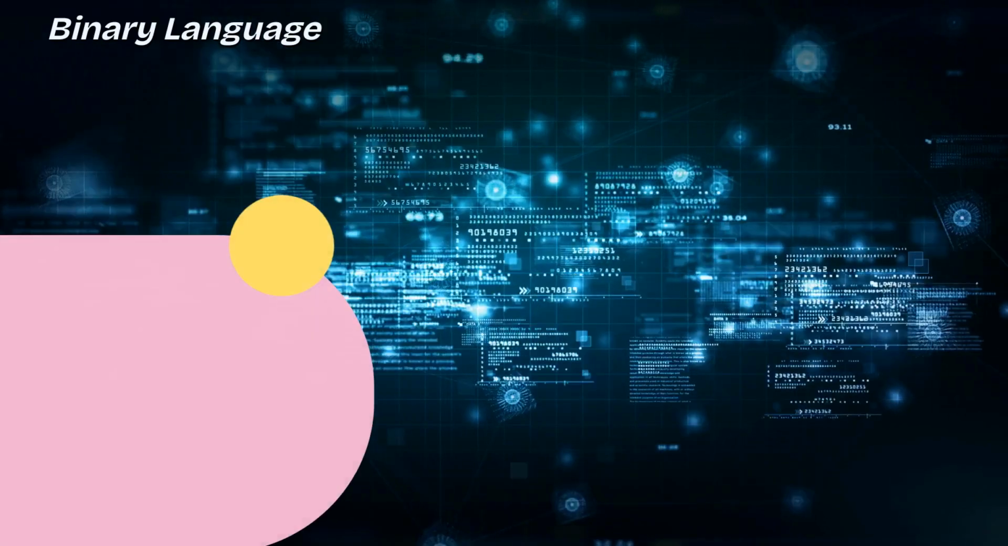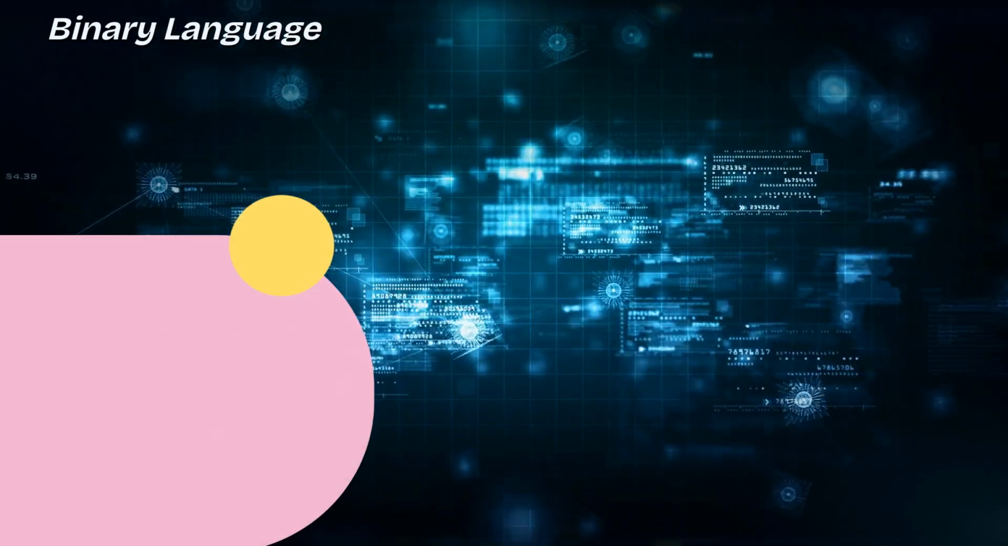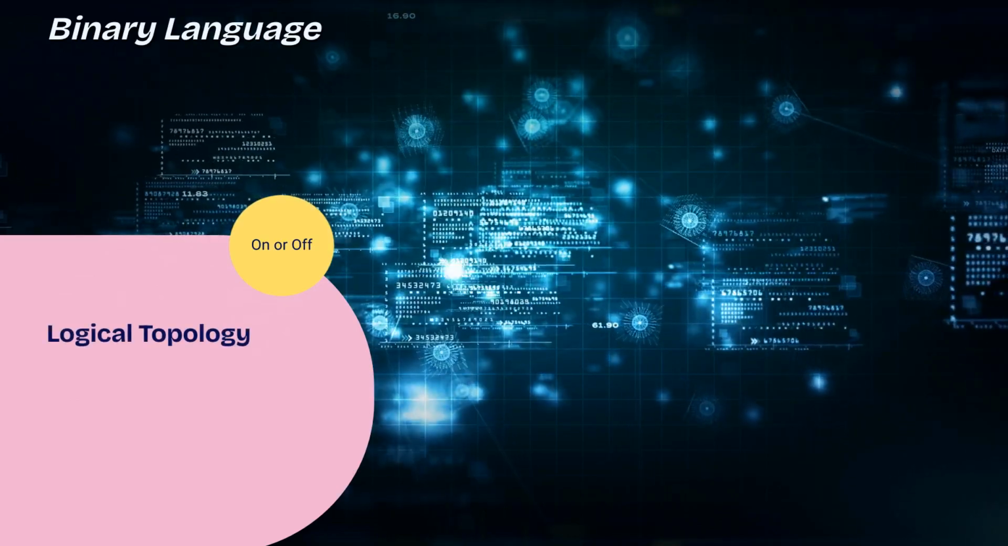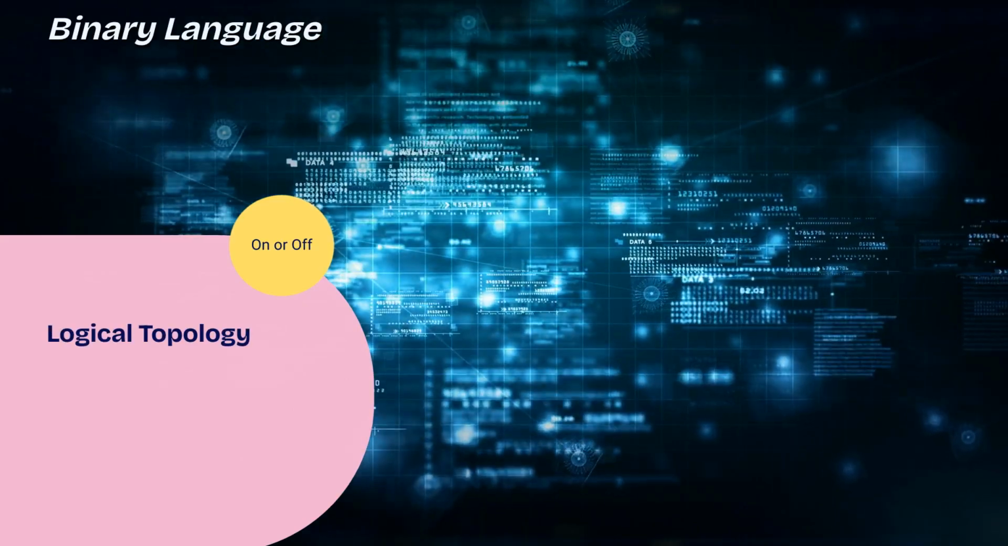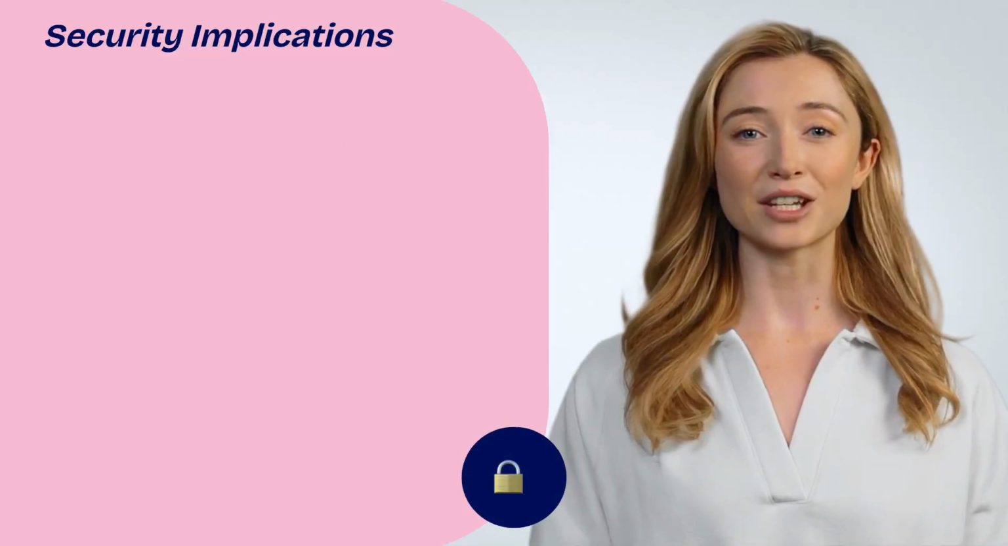Computers communicate using binary, that's ones and zeros. It's the basic language of computing, where everything is either on or off. Logical topology deals with how these ones and zeros are arranged to send messages. So while physical topology is about the roads, logical topology is about the traffic rules. Security implications of logical topology.